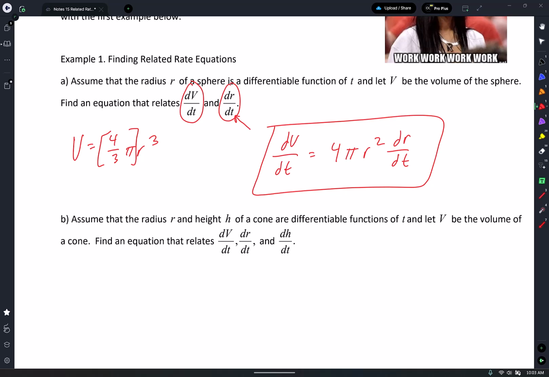I did 4/3 pi times 3, and the 3 cancels out. I did power rule, yes, with respect to t. Do we have any issues here, guys?